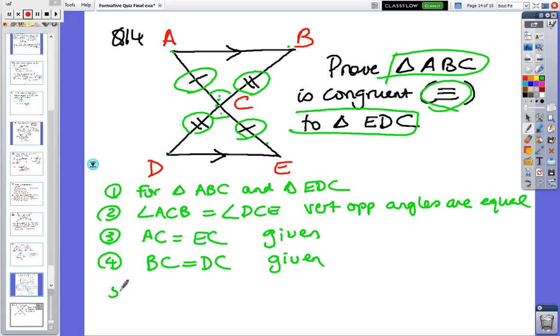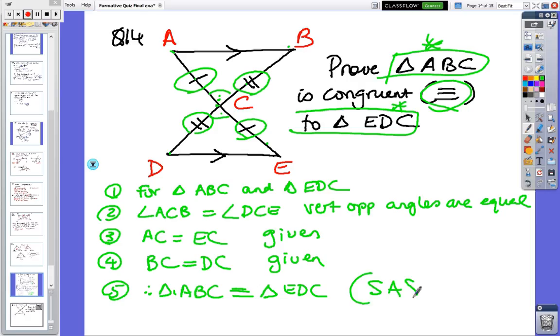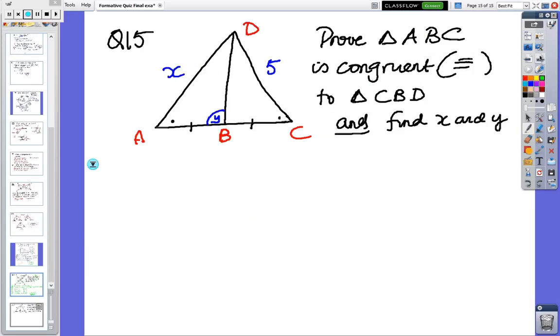And last step is finish it off. In the question they gave you the order, so that's the order. So therefore, triangle ABC is congruent to triangle EDC, and the reason was SAS. Please put a proper proof in your notes. Introduce the triangles, then the next 3 lines are your reasons, and then you conclude and you have the reason. Okay, last slide. It's been a long video, so we'll keep pushing on.